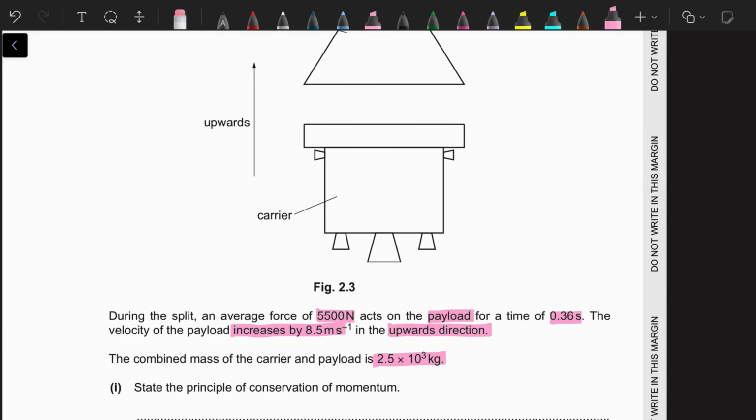So what is nice about this question is all the units are in SI unit. None of it is in gram or cm per second or millisecond. It's just nice, all of it is in the SI unit, so you can do your calculation cleanly.